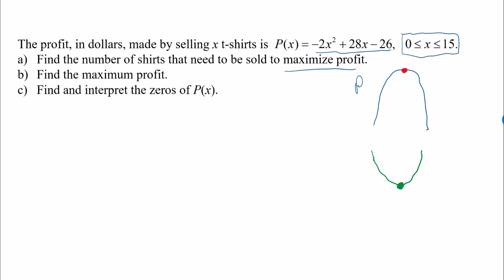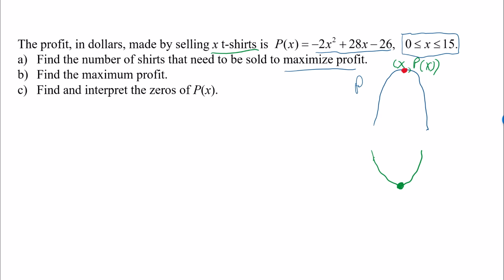These are called optimization problems. If we want to know the maximum or the minimum it could be, we're looking for the vertex. In this particular one, it opened down and we're trying to maximize. It says find the number of shirts that need to be sold to maximize the profit. So that would be the x value of the vertex, because x is the number of t-shirts, and then P of x, the profit, would be the y value. So we need the x value of the vertex.